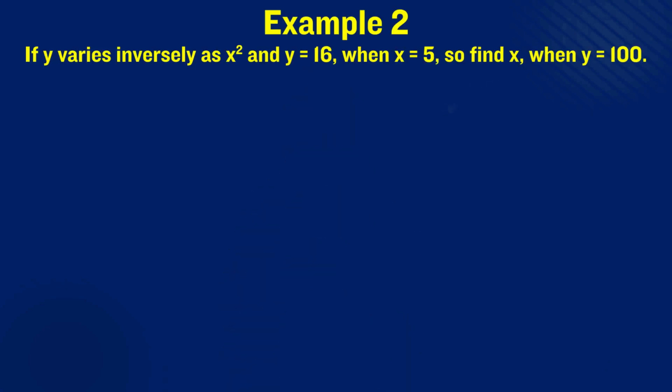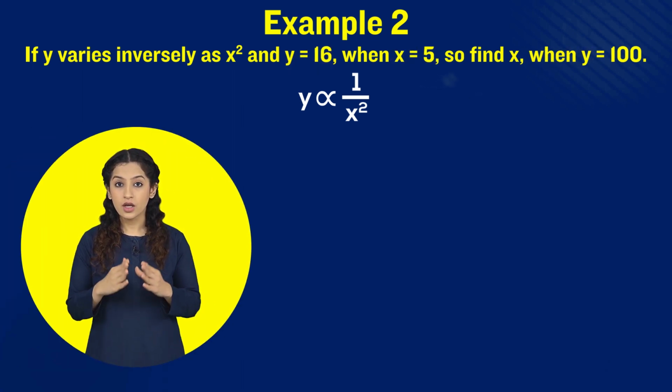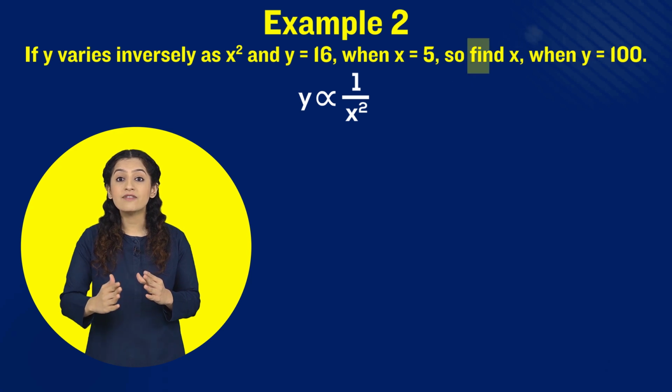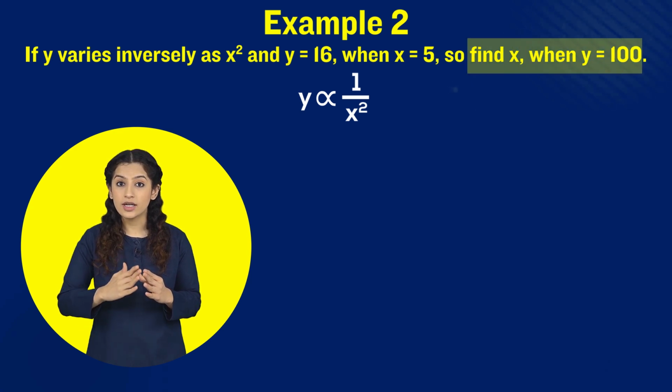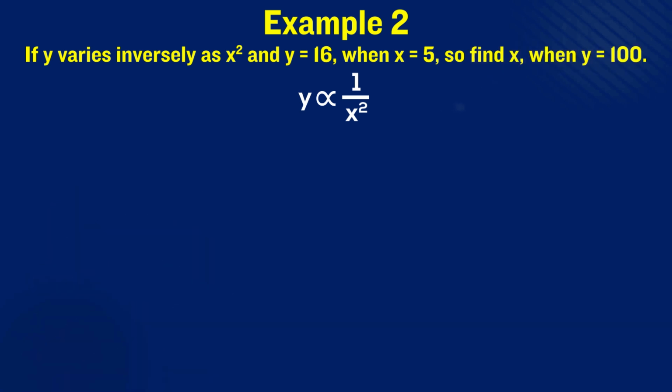Because your chances of making mistakes are inversely proportional to the amount of practice you get, here's another example question. Now, this time y varies inversely to the x squared, and these given values of y and x will help us to find k, the constant of variation, so that we can easily find the value of x when y is 100, the requirement of this question. Let's do it real quick.